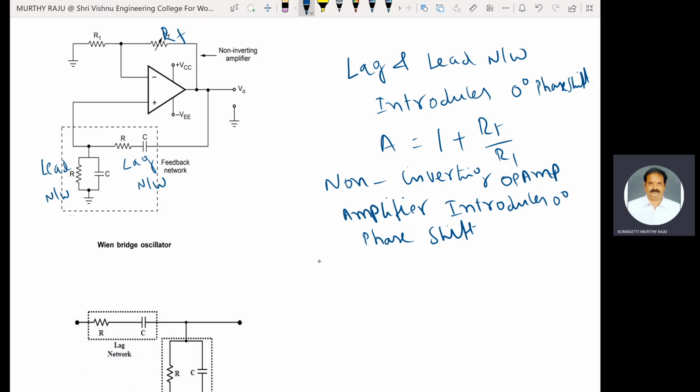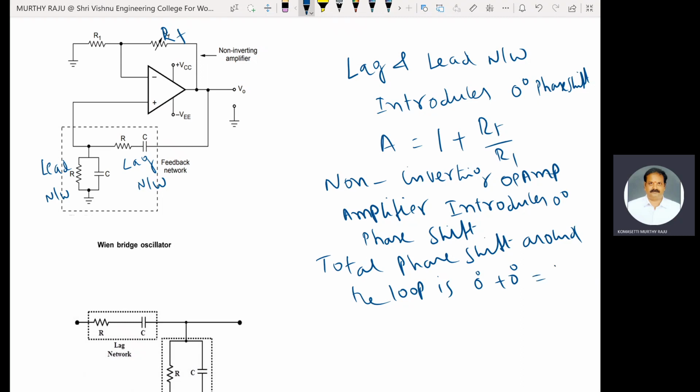The total phase shift around the loop is 0 degrees plus 0 degrees, which is equal to 0 degrees. The Barkhausen criteria condition is satisfied. Another condition is mod A beta greater than or equal to unity, where A is the gain of the operational amplifier, and beta is the feedback factor of that network, the lead lag network or lag lead network.